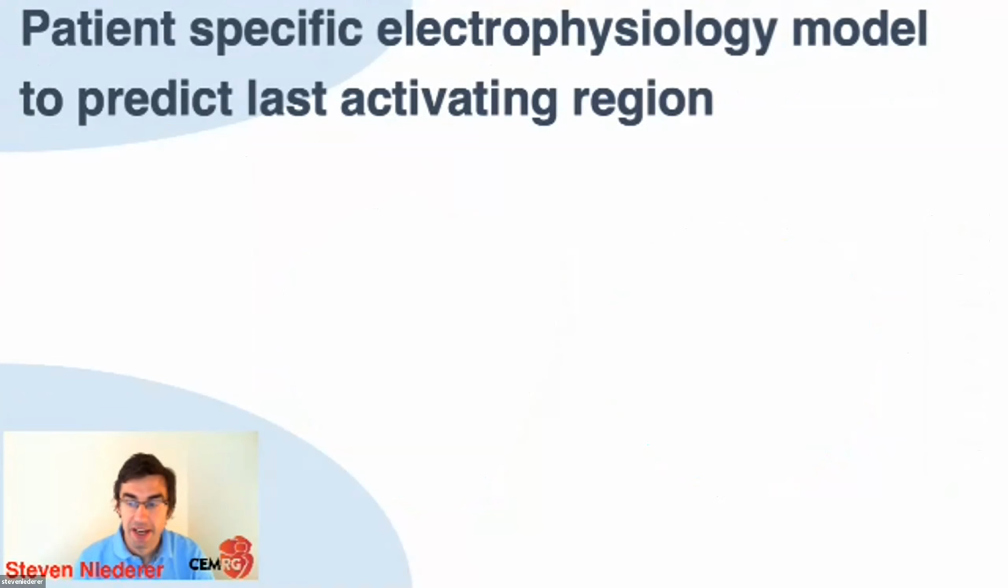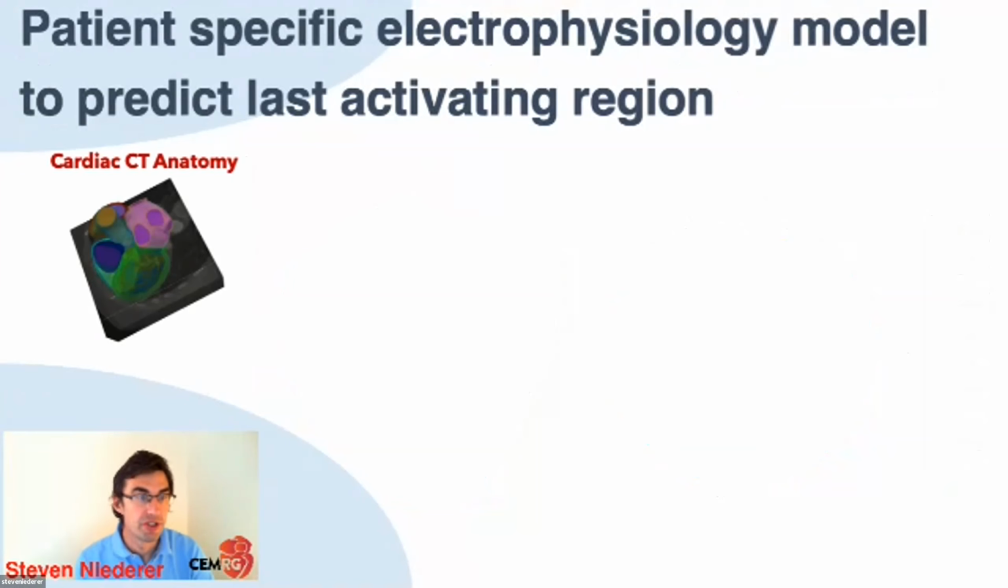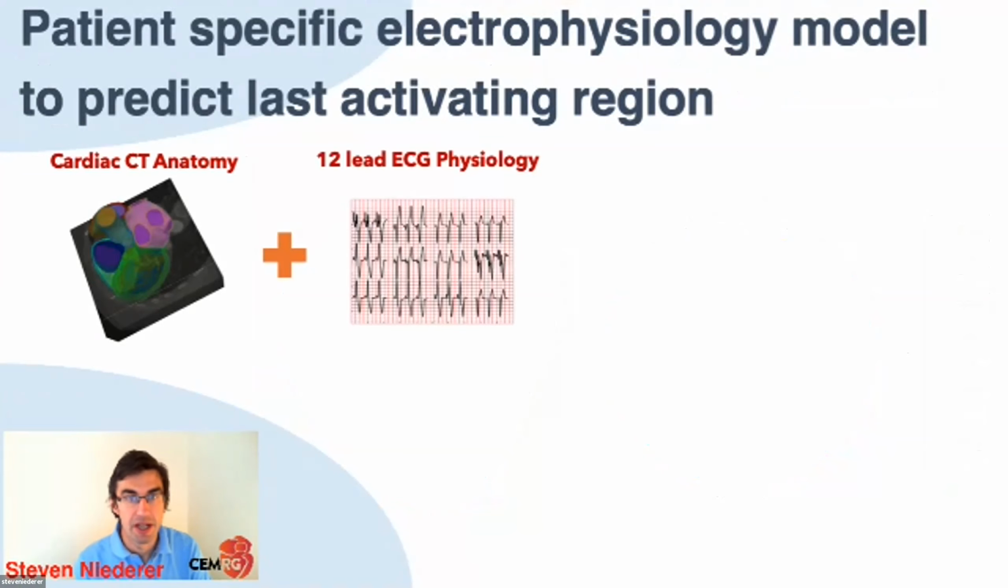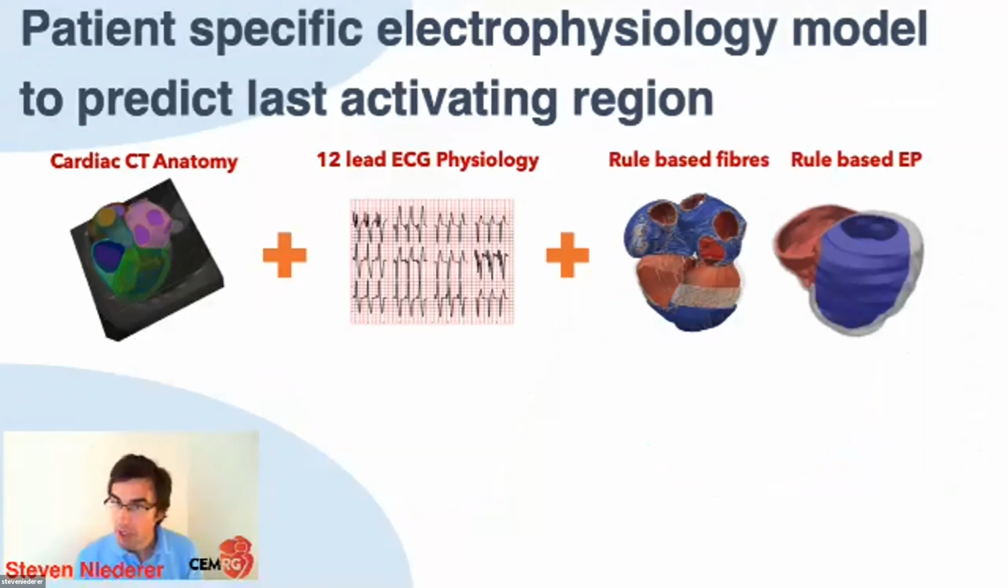We'd then like to say, can we predict where the late activation region is? So this again comes down to the workflow that we've created for making those virtual patients. We have our CT derived anatomy. We have a 12-lead ECG for each of these patients. And we can then add in the rule-based fibers for these patients.